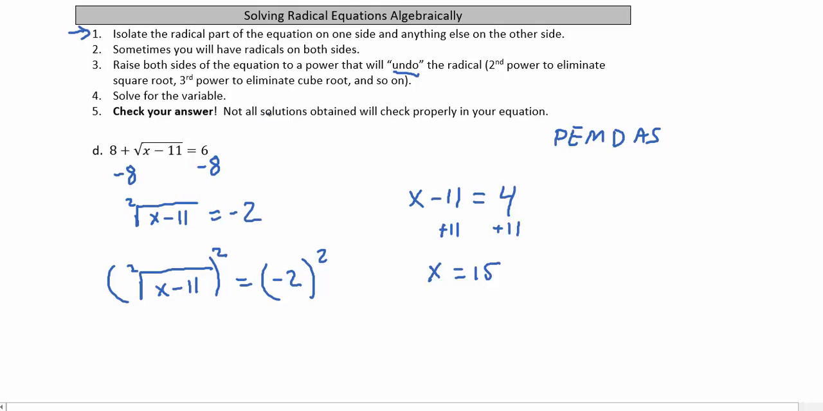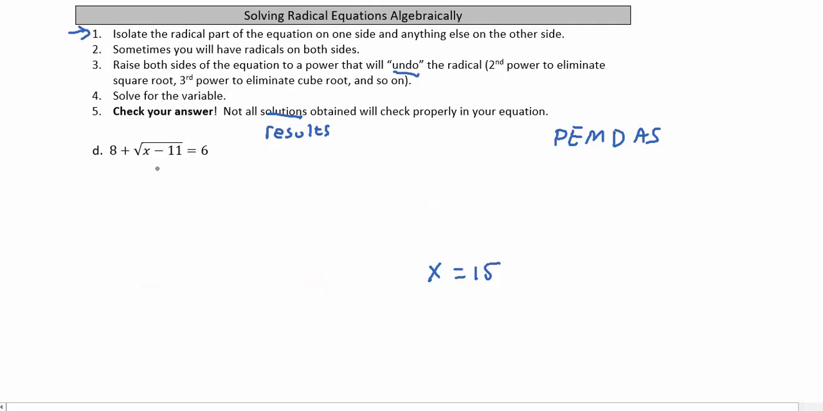So when this says not all solutions obtained will check properly in an equation, it's probably better to think of it as not all results will check, because it indeed isn't a solution in the first place. And I will show that now. So here I go to check my result, or my proposed solution. I replace x with 15 and see if this comes out to be 6.